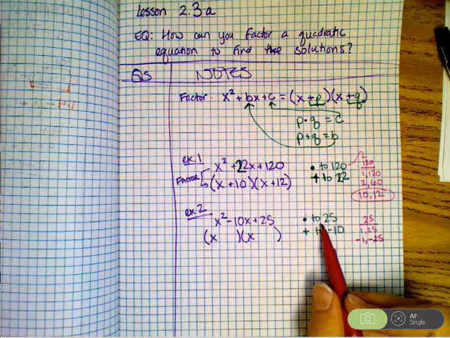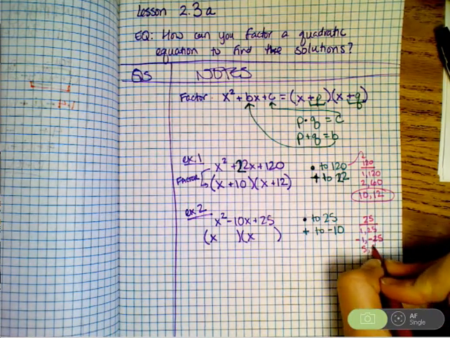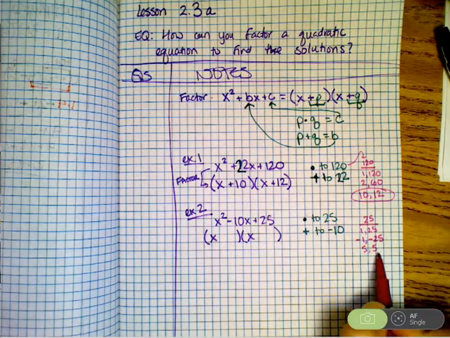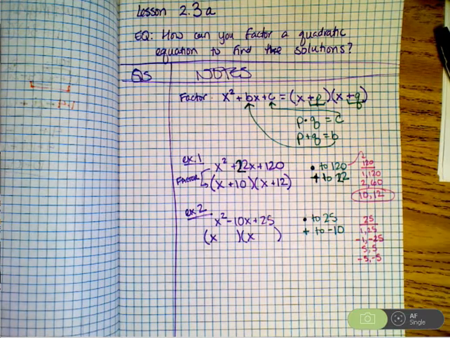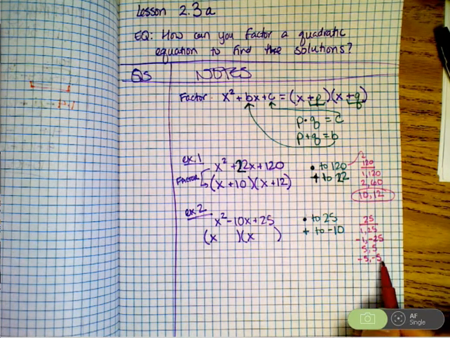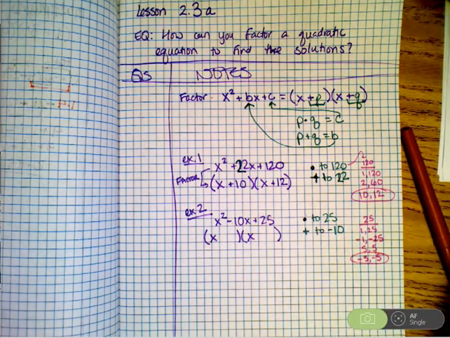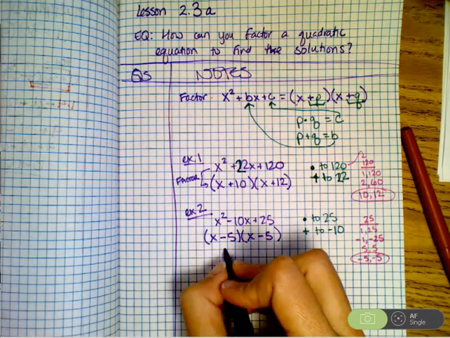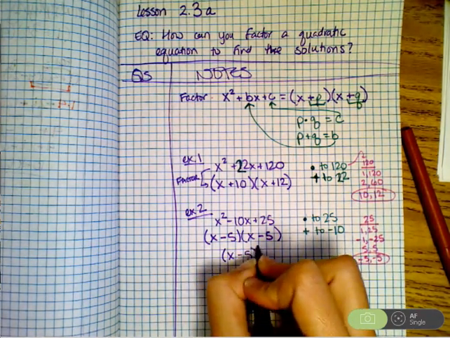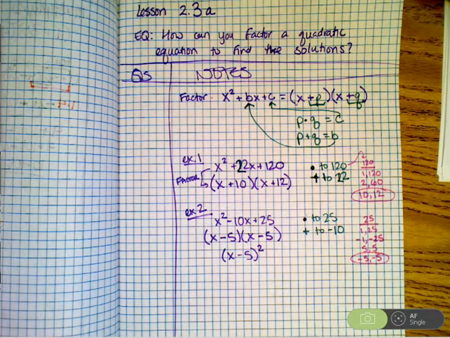Another pair I might think of for 25 is 5s, 5 times 5. Well, positive 5 times positive 5 works, but positive 5 plus positive 5 is not negative 10. So I'm going to go one step further to negative 5 and negative 5. Negative 5 plus negative 5 is negative 10. So that's my working values. And this is x minus 5 times x minus 5, or x minus 5 squared is how you'll usually see that one written. Either way is fine, but you'll probably see it written the second way.